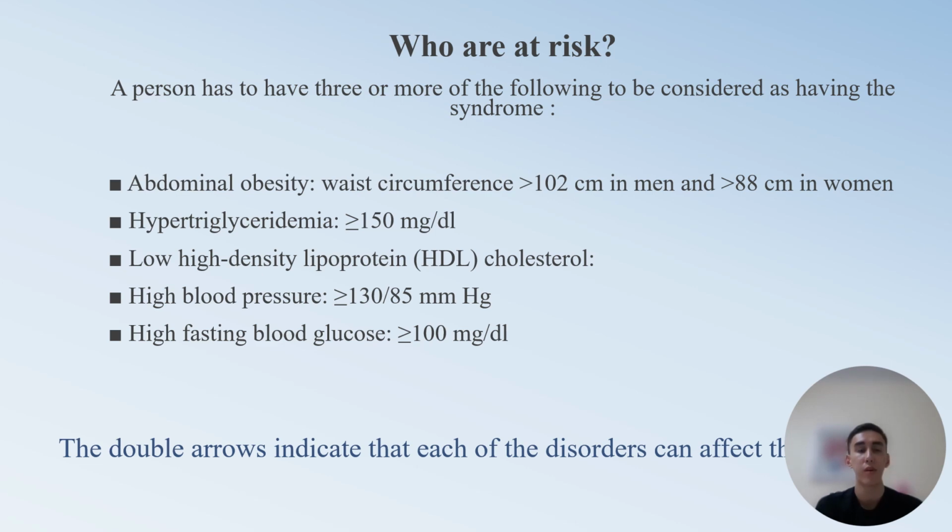hypertriglyceridemia 150 milligrams, low high density lipoprotein HDL cholesterol, high blood pressure 130/85 millimeters, high fasting blood glucose 100 milligrams. Note that the double arrows indicate that each of the disorders can affect the others.